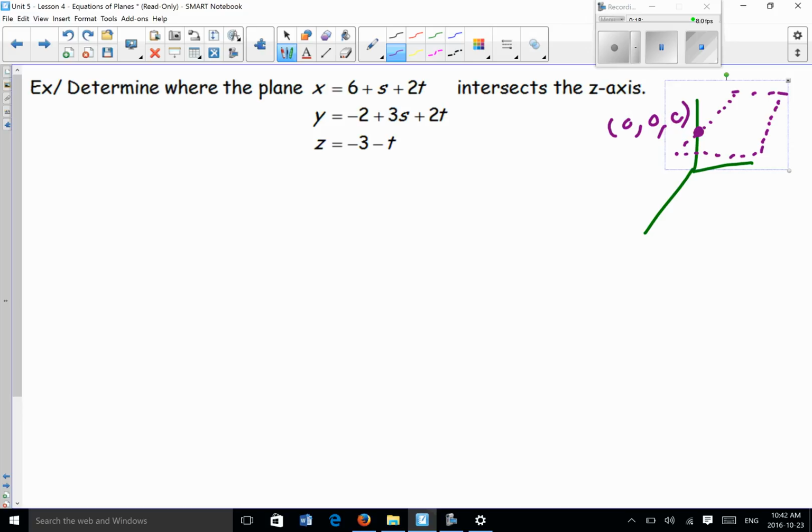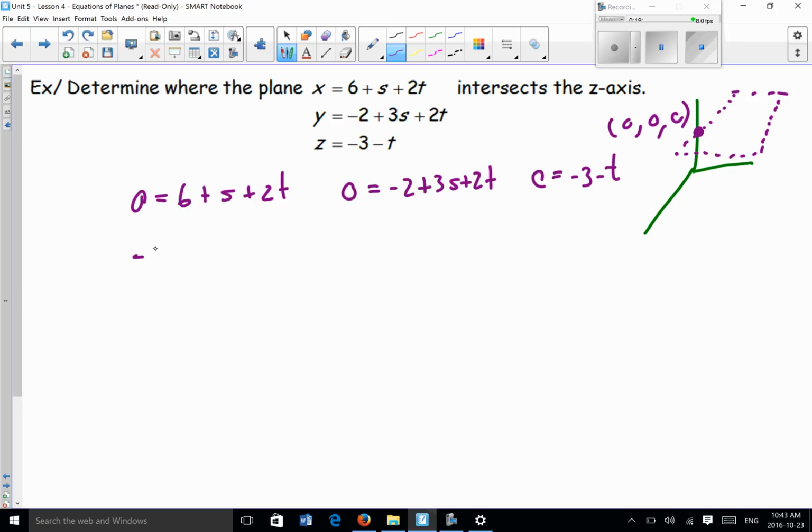How can I do that? Well, I have these parameters, and I've got values. I can plug values in for parameters. That's what we've been doing, right? So I can say 0 should equal 6 plus s plus 2t. I can say 0 should equal negative 2 plus 3s plus 2t. And c should equal negative 3 minus t. I don't know what c is. That's what I'm trying to find out, right? So to figure out c, I need to know t. In order to get t, I have to use the other two equations to solve for it.